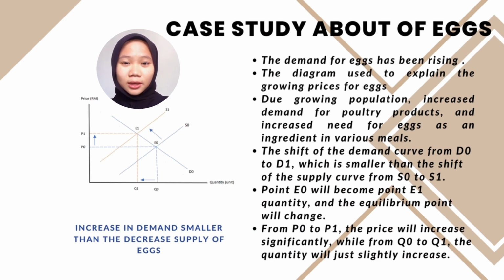As we can see, the diagram shows the shift of the demand curve from D0 to D1, which is smaller than the shift of the supply curve from S0 to S1. Point E0 will become point E1 and the equilibrium point will change. From P0 to P1, the price will increase significantly, while from Q0 to Q1, the quantity will just slightly increase.